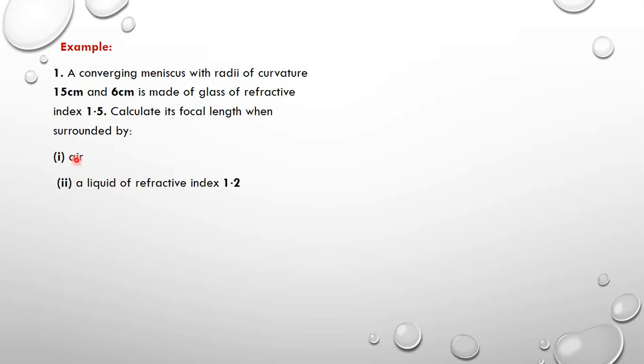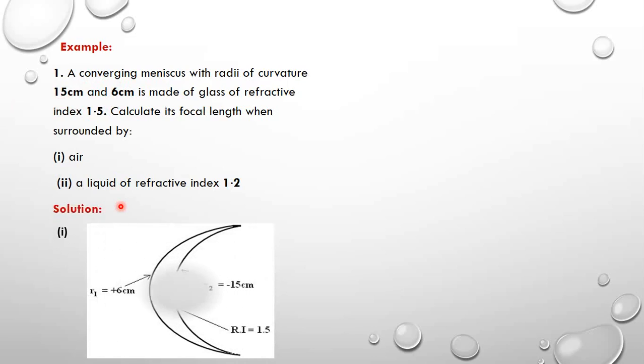Now we are going to look at the first case where we have air. With the information here, you can now know that this is the larger value and this is the smaller value. So this will take on the negative sign, and this will take on the positive sign. So we shall have negative 15 and positive 6 as the radii of curvature. The convex side will have the positive, and this will be the negative. So R1 will be positive 6, R2 will be negative 15, and the refractive index is 1.5, and it is surrounded by air.